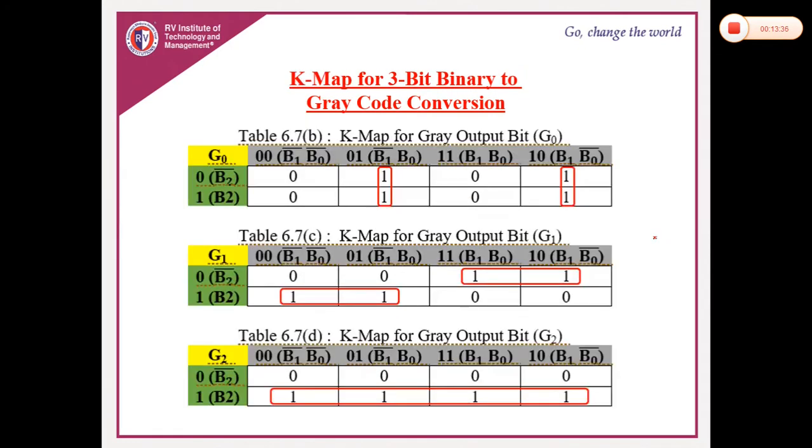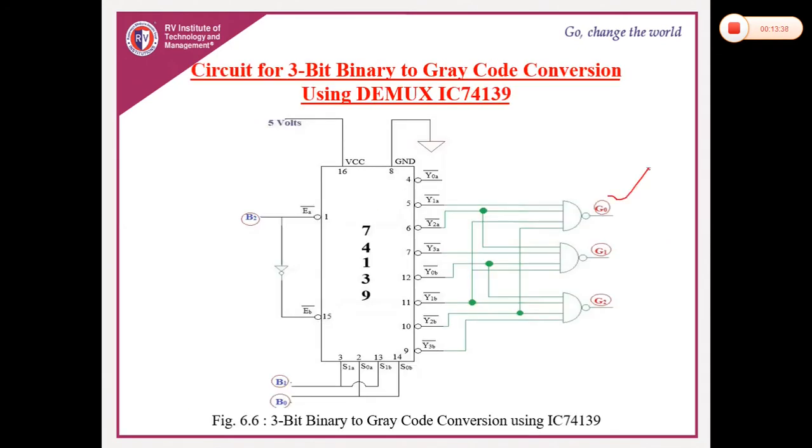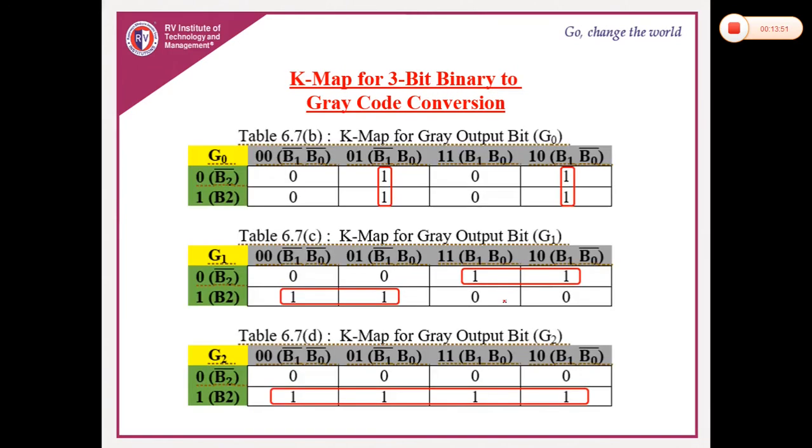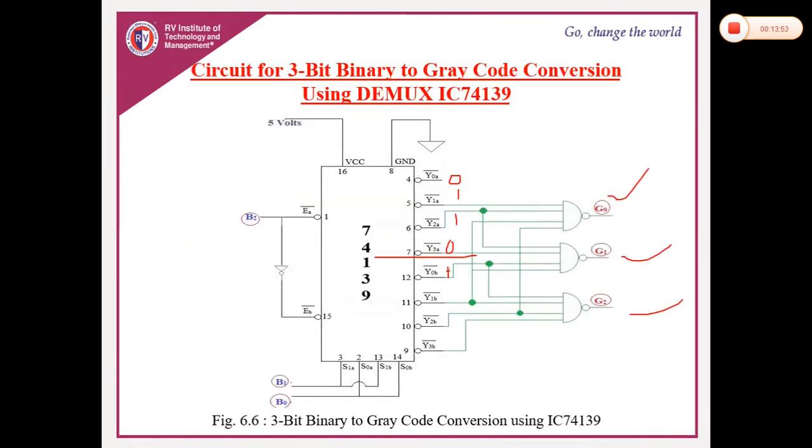So the same thing you can see here: G0, G1, G2. On the output side, it is 0, 1, 1, 0. The 4 outputs, then you can see G0 is 0 1 1 0, then 0 1 1 0.